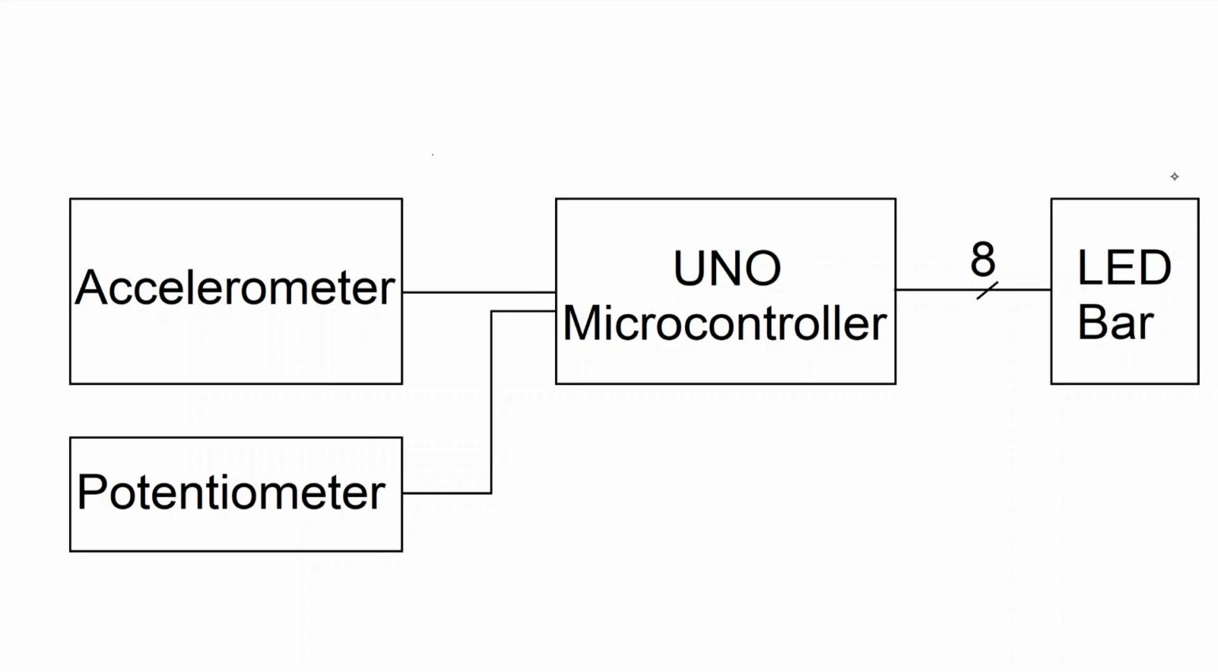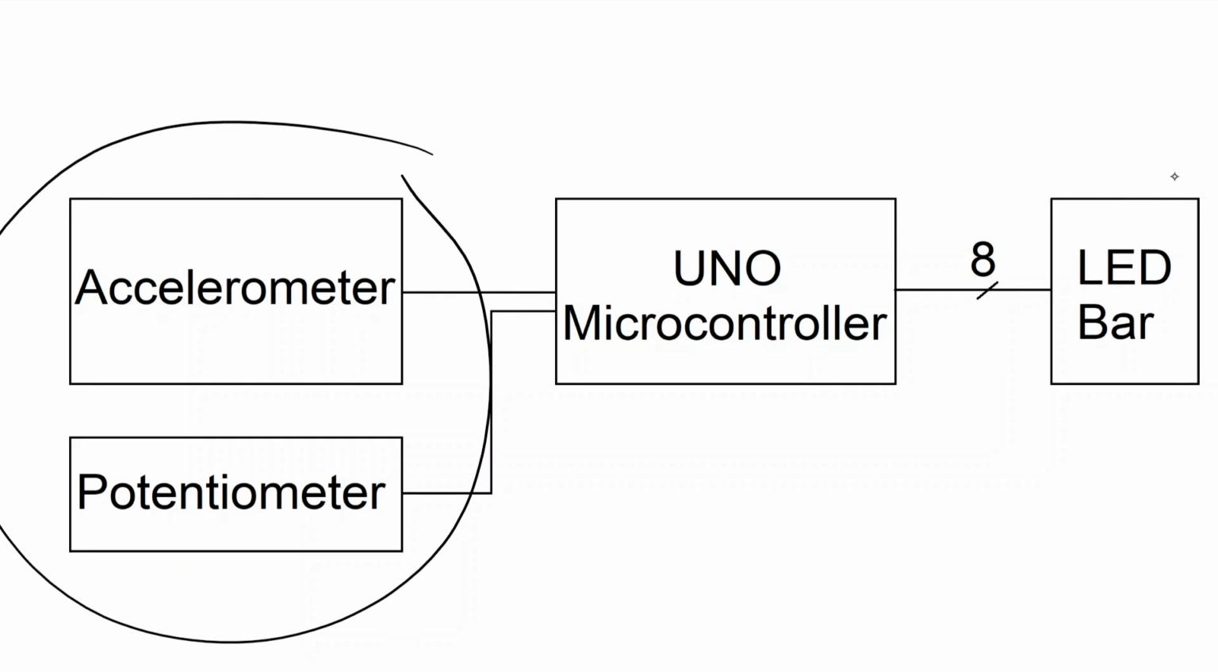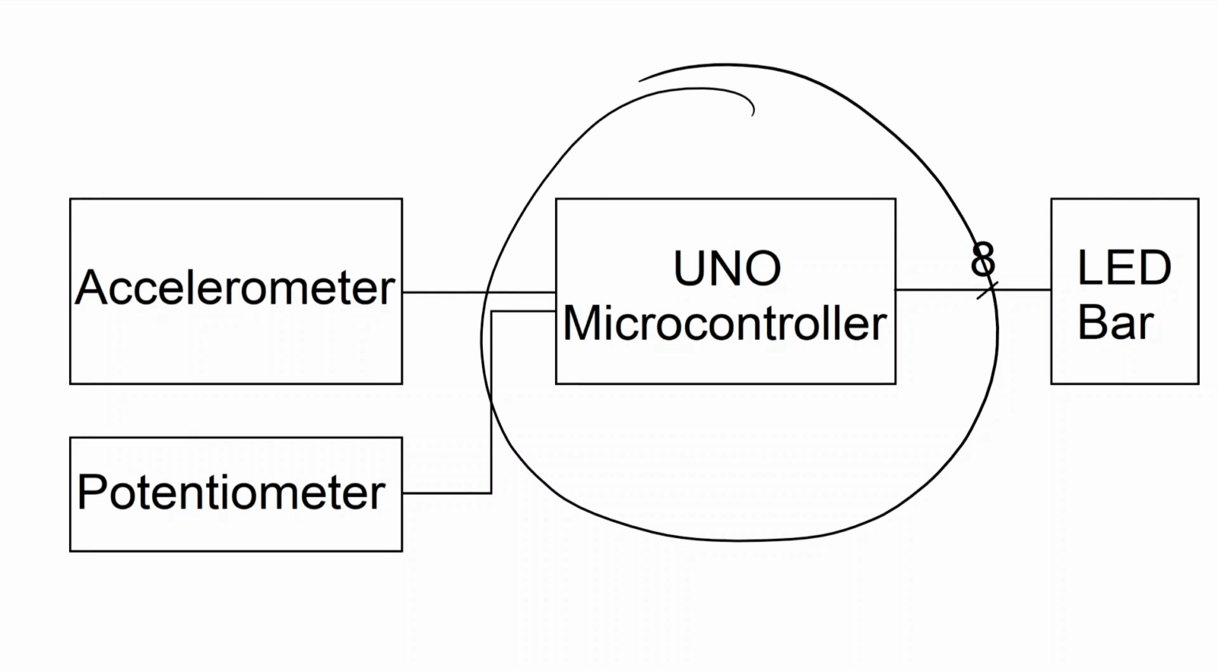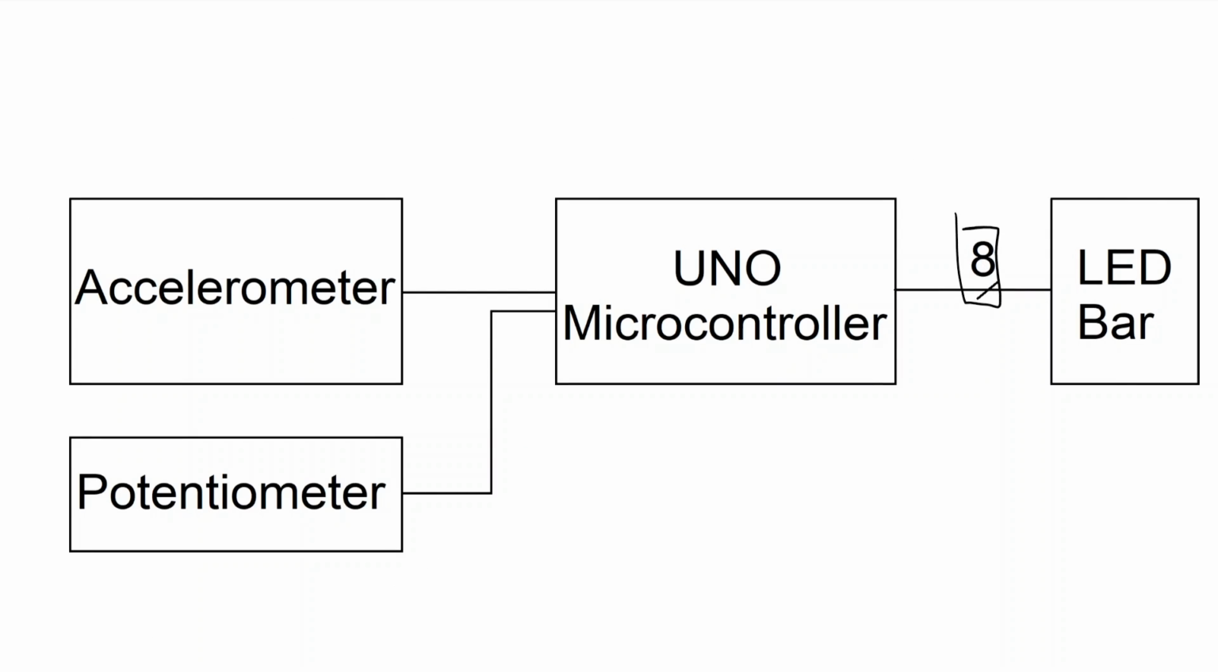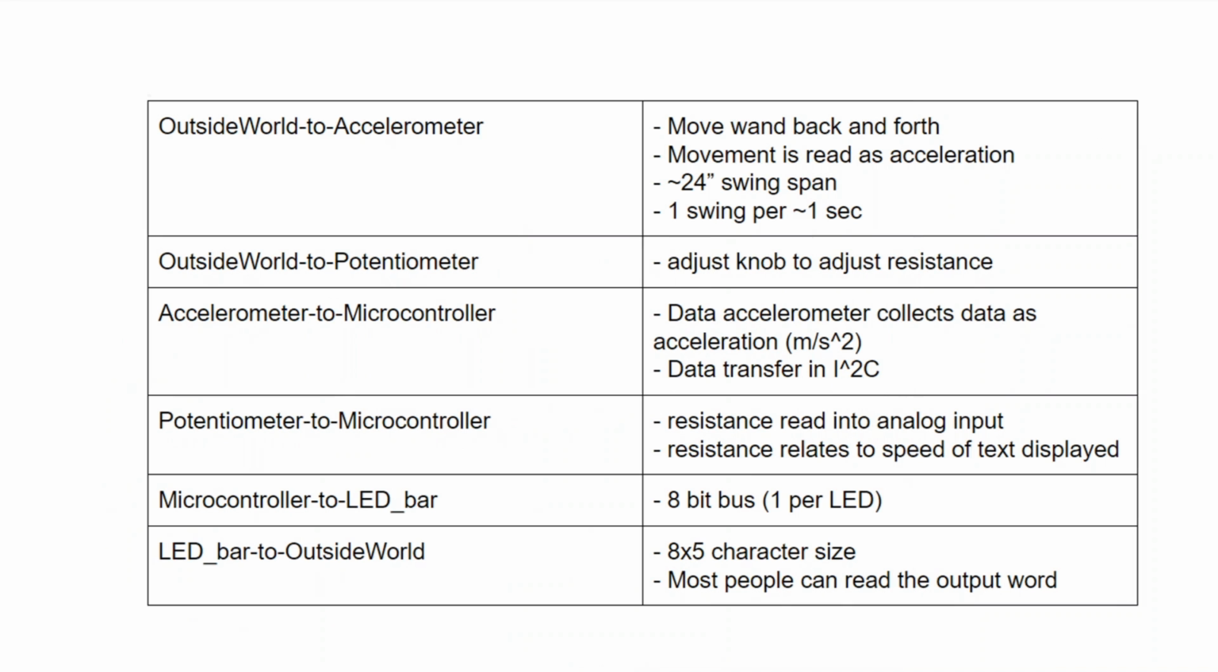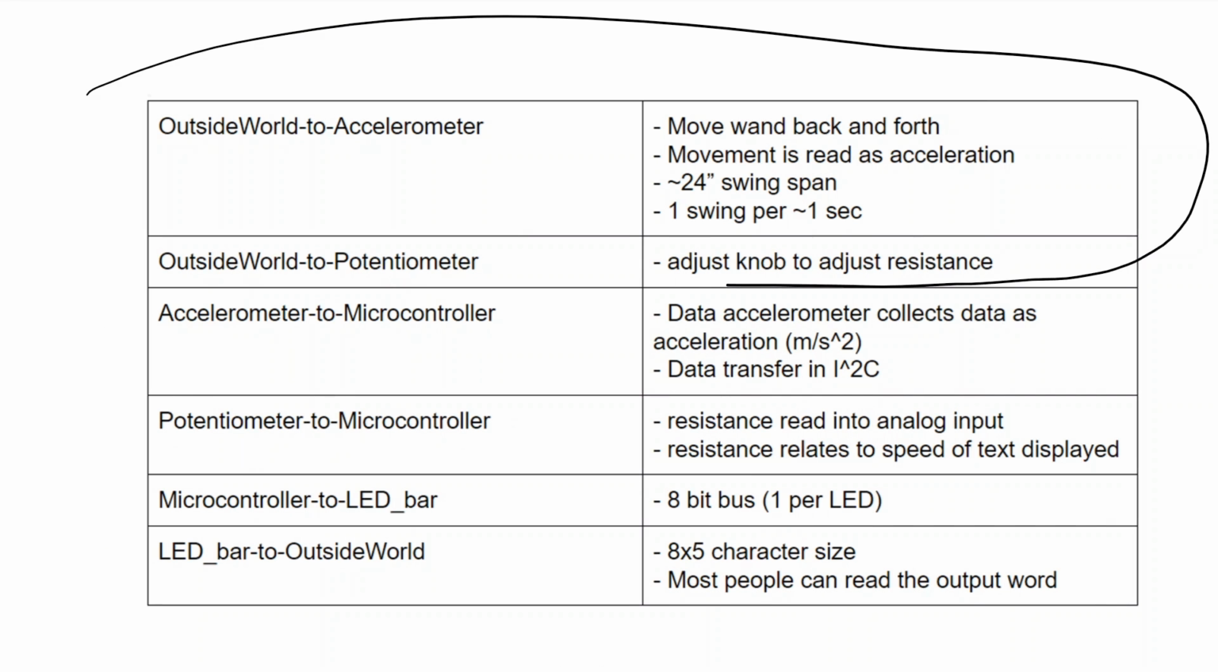For our POV1, we have a sensor block made up of an accelerometer and a potentiometer. These feed into an UNO microcontroller block, which then outputs an 8-bit bus to power the correct LEDs. The user inputs into the system through the sensor block.